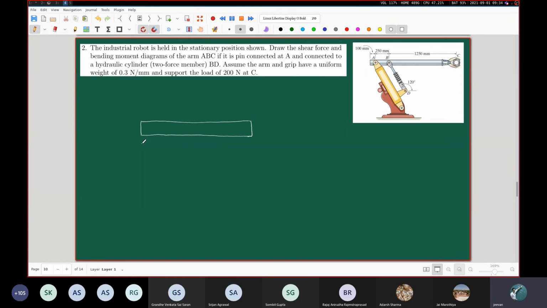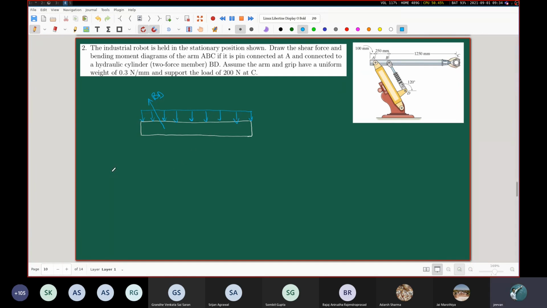various kinds of loadings. So first of all, very clearly, it has been mentioned that BD is a two-force member. So the only possibility is that you have a reaction force acting at the point B in this fashion. So this is the force BD. Furthermore, the arm and the grip have a uniform weight of 0.3 Newton per millimeter. Uniform weight means that you can consider a uniformly distributed load of that intensity, 0.3 Newton per millimeter. So this is like our W.